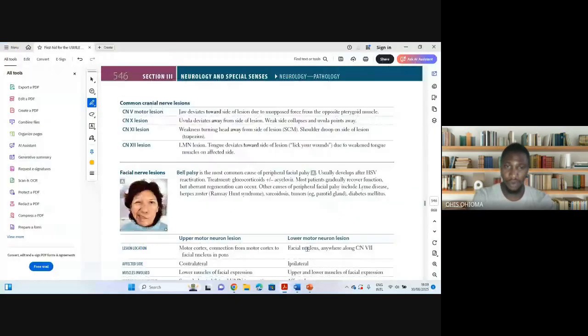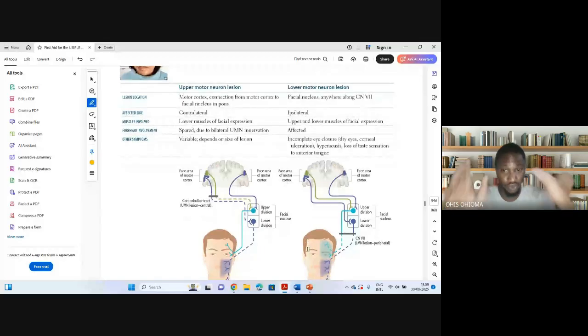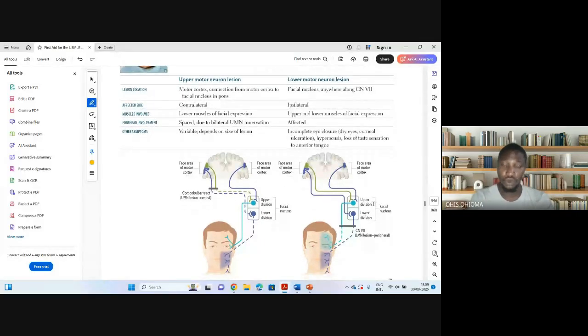Let me try to round this up. I'm not going to dwell on the upper and lower motor neuron lesions of the facial nerve, because almost everybody knows this. The rule is that an upper motor neuron lesion of the facial nerve spares the upper part because of bilateral innervation. Both sides of the cortex supply the upper face, so the contralateral side can still supply it and there will be wrinkling of the forehead. But a lower motor neuron lesion affects all parts, both upper and lower, because the peripheral facial nerve is affected.